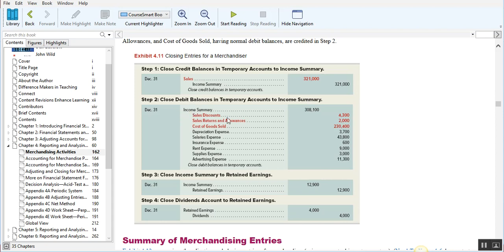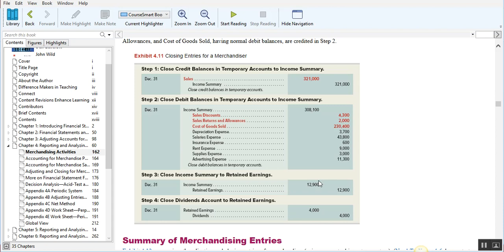Okay, then we close all of the debits that are in the temporary accounts. This will include sales discounts, sales returns, cost of goods sold, along with all the normal expense accounts that we've seen so far. So that amount will be a $308,100 debit into income summary. The difference between the 321 and the 308 is going to be our net income.